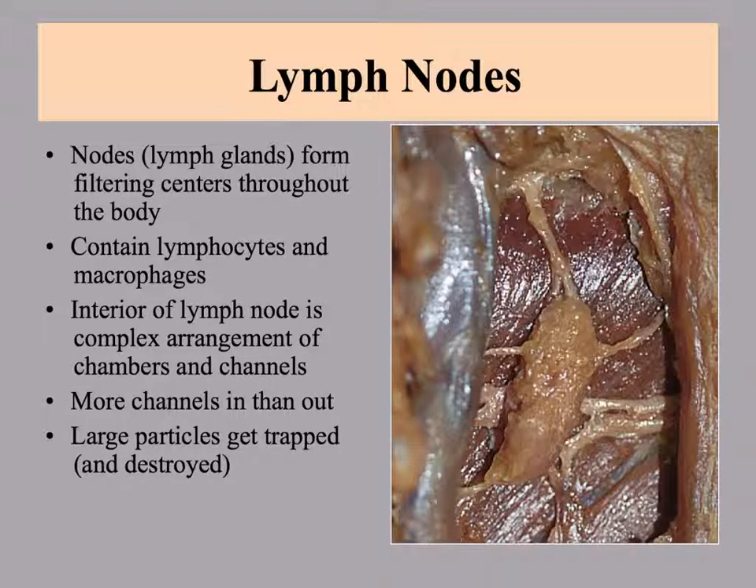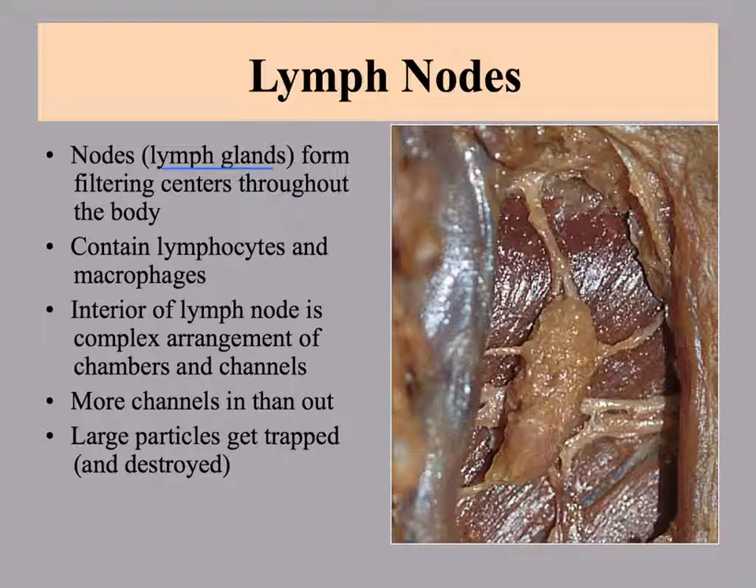So lymph nodes: every bit of lymph goes through at least one, if not multiple lymph nodes. Sometimes we call these lymph glands, but they're not really a gland. They're serving as filtering centers to clean up the lymph for any pathogens or foreign invaders.